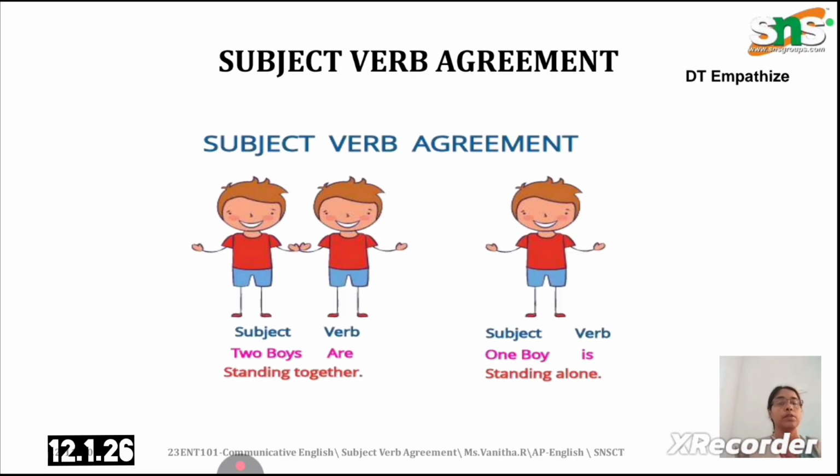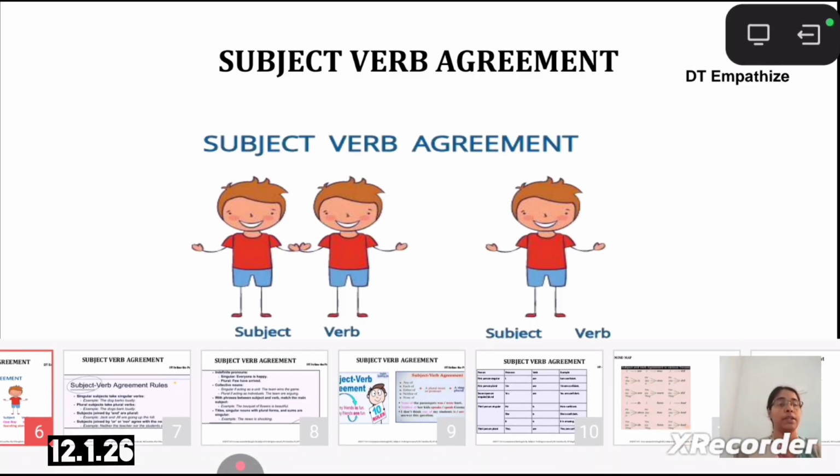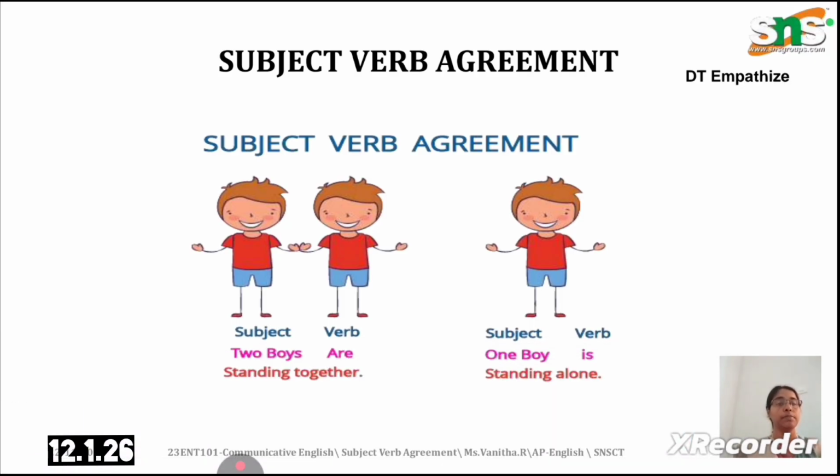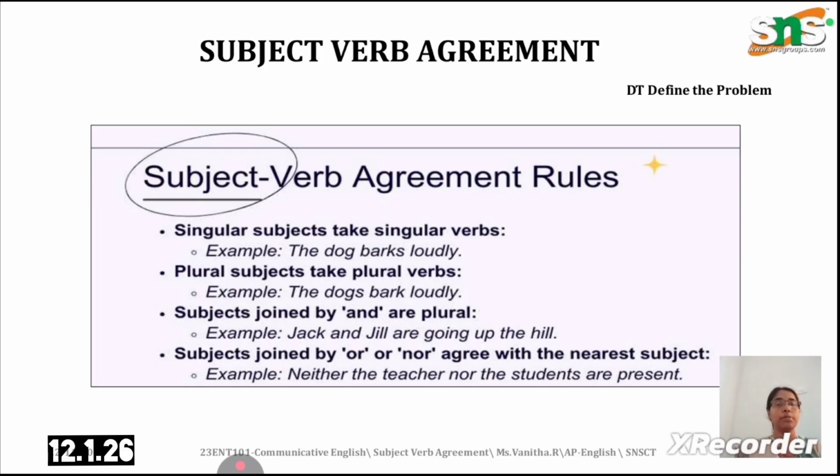To make it very clear, you have the subject, that is boy. Here you can see two pictures. In one you have one boy, and in the other you have two boys. That is the subject and verb agreement. So one boy, singular subject, singular verb; plural subject, plural verb. That is what I want to explain here.